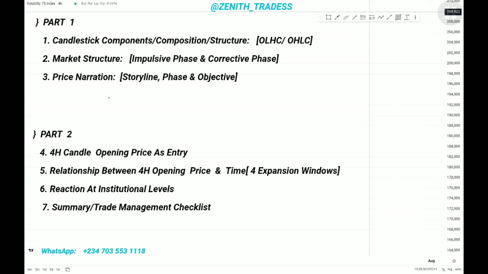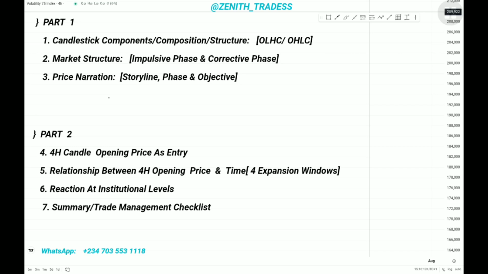So we're going to discuss part 1 first before we proceed to part 2. And part 1, I will discuss briefly, because the main reason why this video is created is because of part 2. All right. So part 1, the very first aspect there is candlestick component, composition and structure with regards to open, low, high, close, and open, high, low, close.